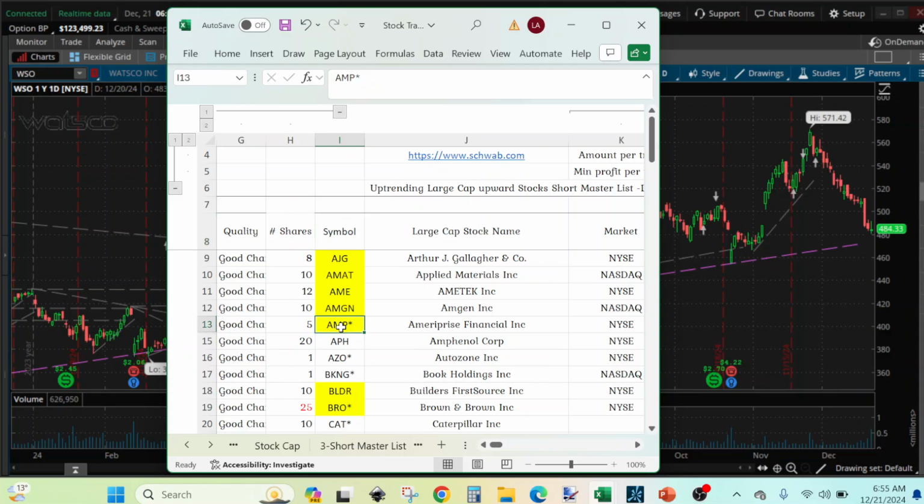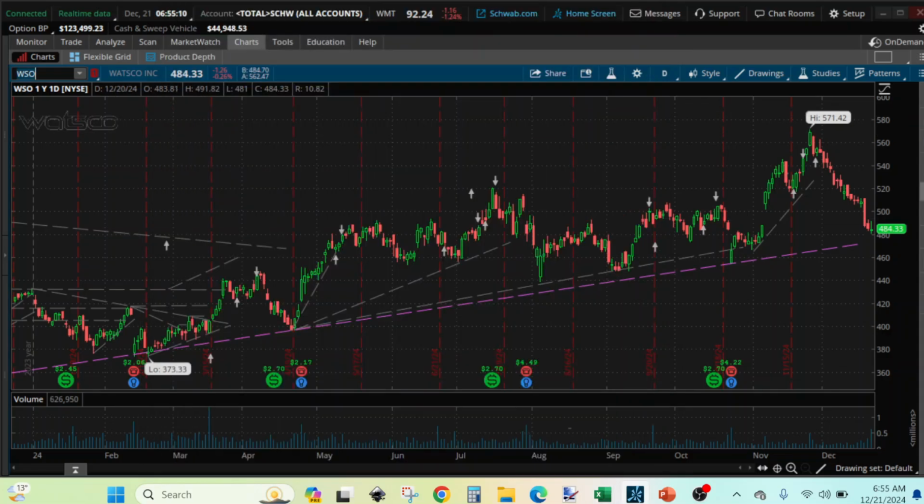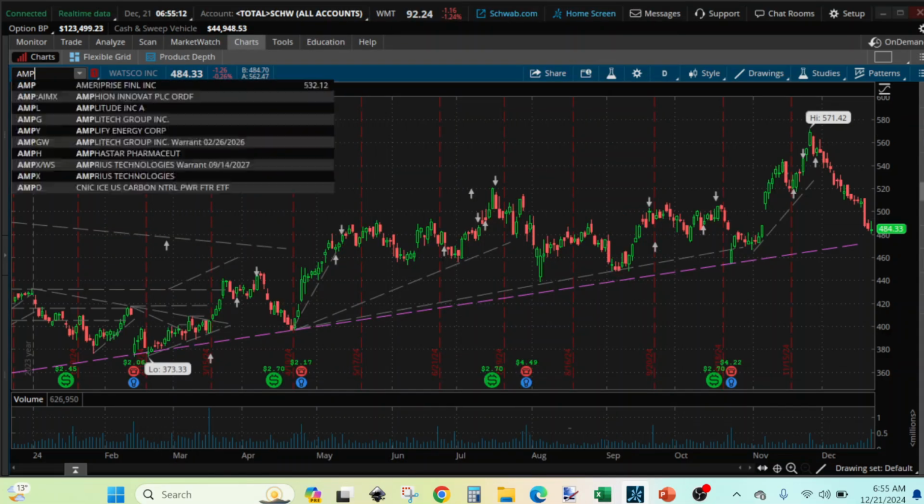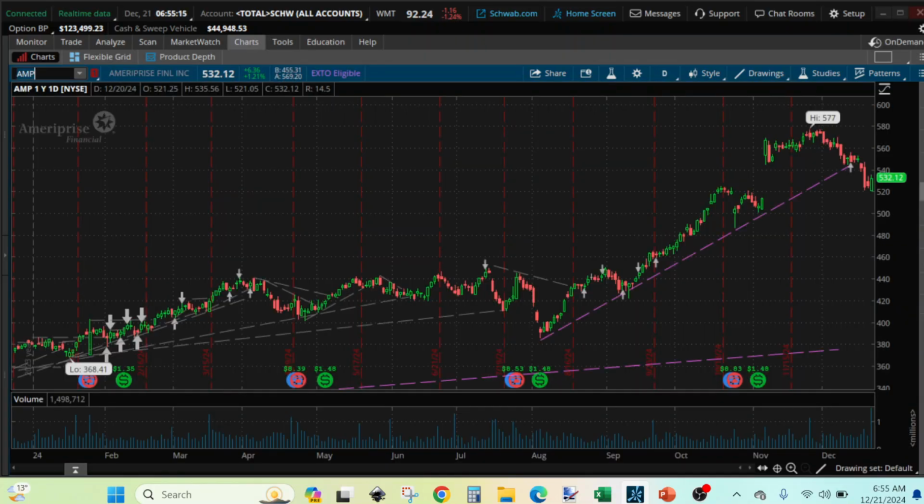So we'll start with AMP. AMP with that asterisk is one we like to just keep analyzing. Usually when I purchase a stock, I don't analyze it anymore. But I think moving forward, even the ones that we purchase, we might analyze them to just see how they are behaving.